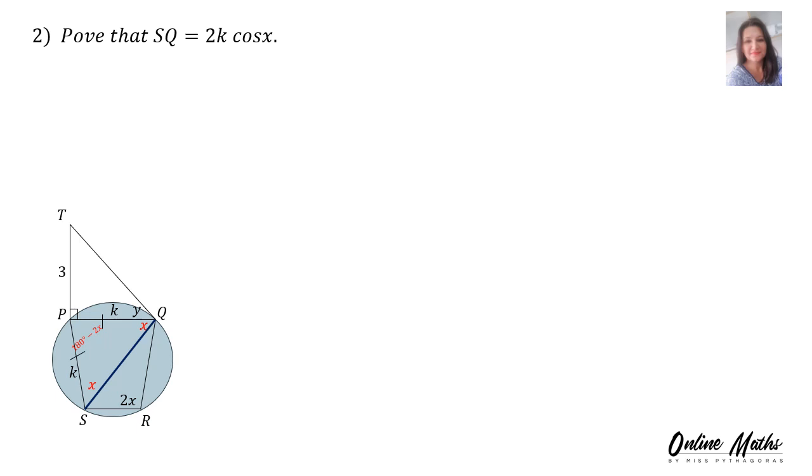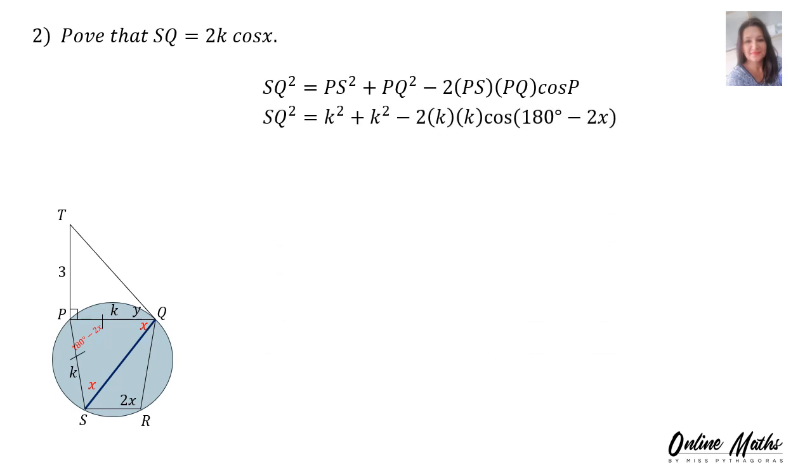So now to work out the length of SQ, we will use the cosine rule since we have two sides and the included angle. Then we can write the cosine rule as SQ squared equals PS squared plus PQ squared minus 2 times PS times PQ times the cos of P. PS is equal to k squared plus PQ is k squared minus 2k times k, the cos, and angle P is equal to 180 minus 2x.